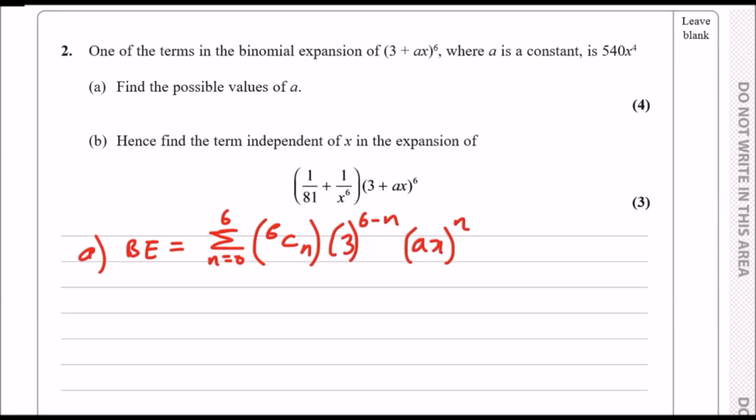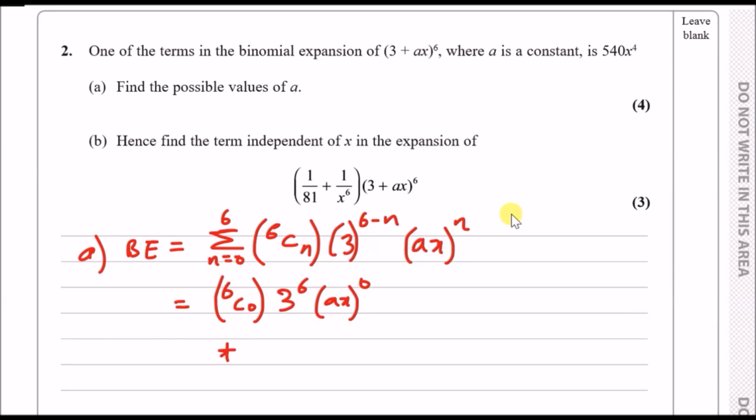and try and do it in the easiest way possible. So we start from n equals 0. When you plug in 0, you're going to get 6 choose 0, and then 3 to the power of 6 minus 0, which is just 6, and then (ax) to the power 0. Okay, we can just leave it in this form now. And then we do the next set.